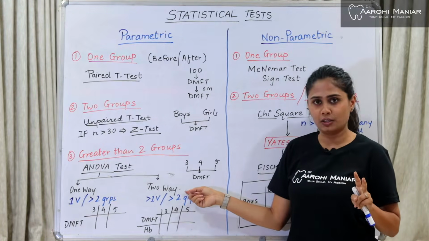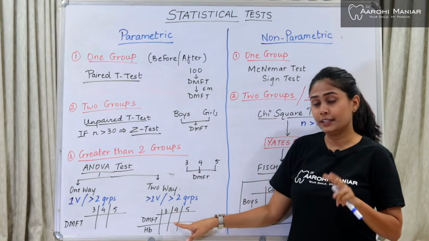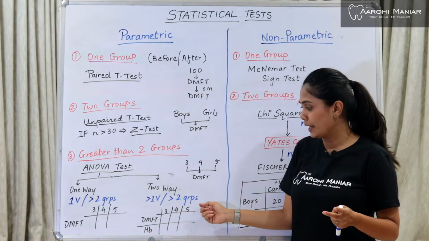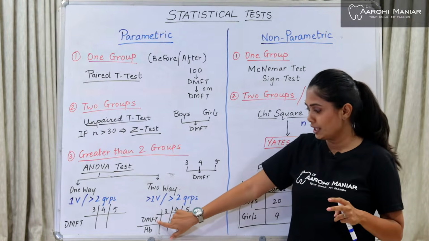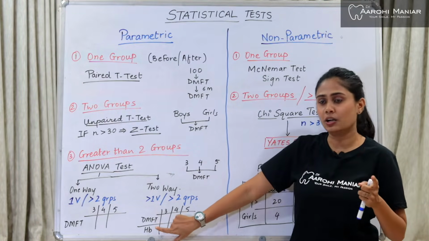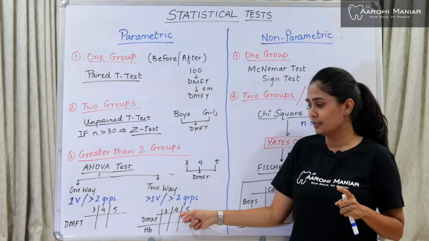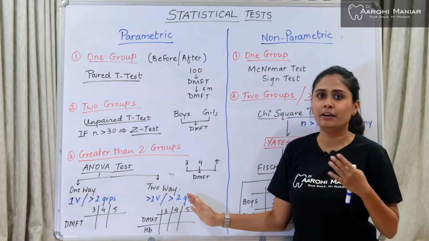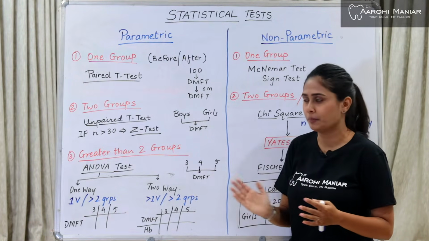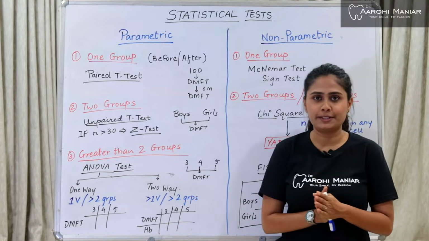Whereas in two-way ANOVA, I have greater than one variable and greater than two groups. So I am also taking DMFT along with the hemoglobin. So these are my two variables and it is in greater than two groups, here I have three groups, it can be 4, 5 or multiple. So that is all about our parametric test.